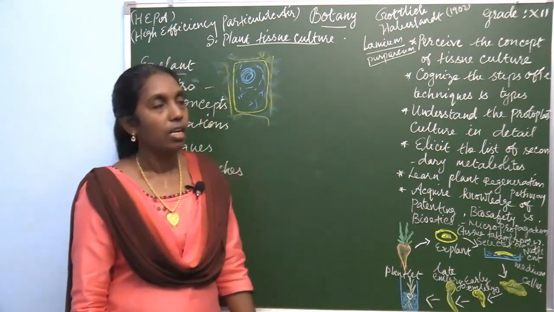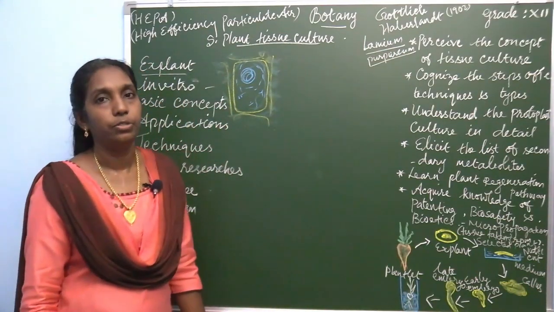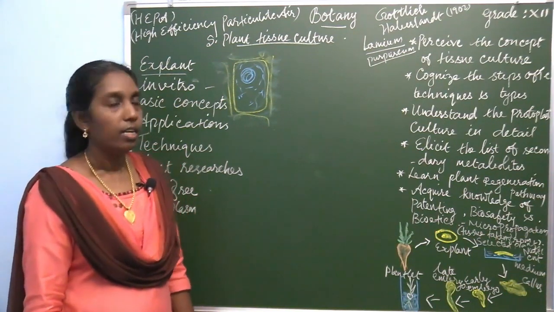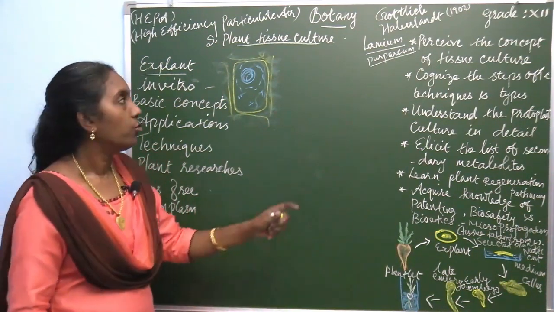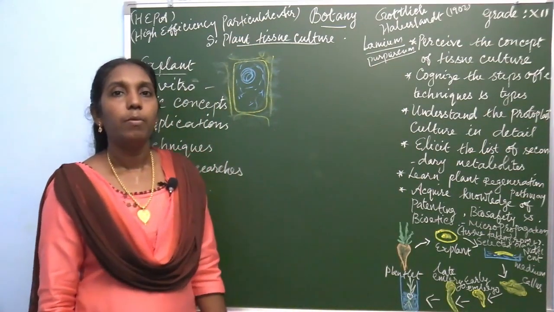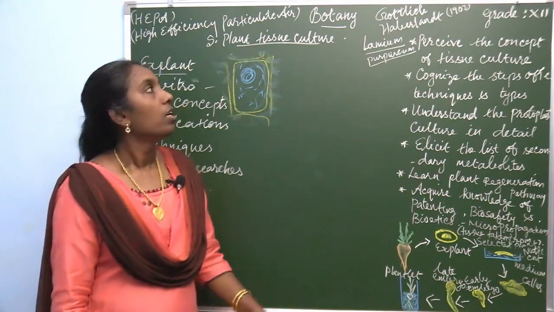Gottlieb Haberland, in the year 1902, was the first person who cultured the mesophyll tissues of this plant, Lamium purpureum. One word question: Lamium purpureum.